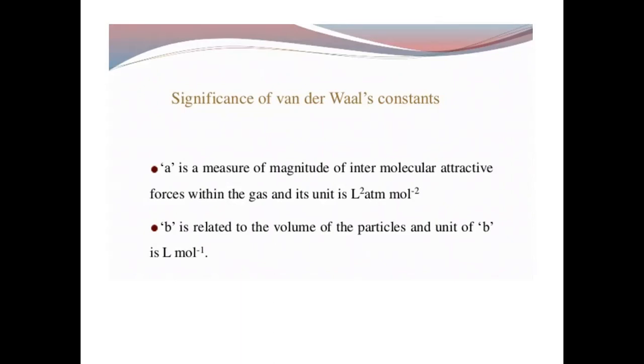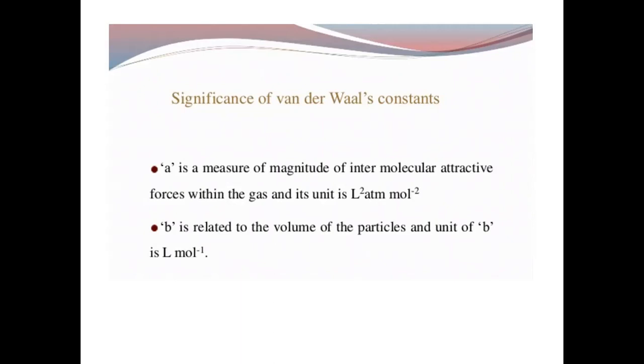Van der Waals constant b. This b represents the co-volume, as I have already explained, which is the effective volume of the molecules in the gas. It is basically 4 times the volume occupied by a gas molecule. The unit of b can be calculated with the help of the formula V = nb, from which we can find the value of b.